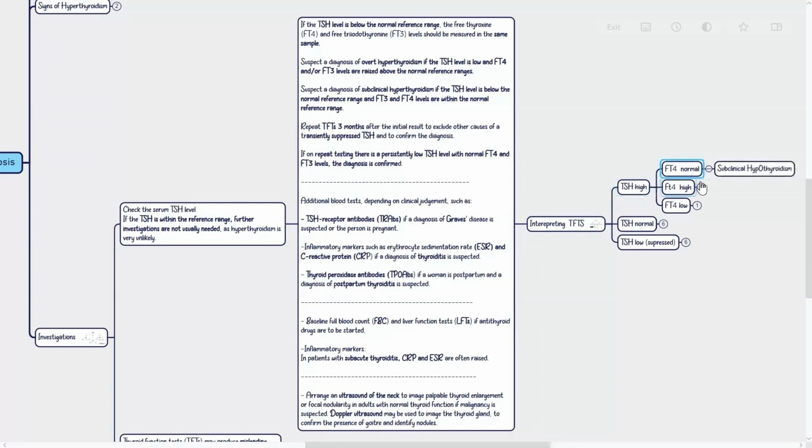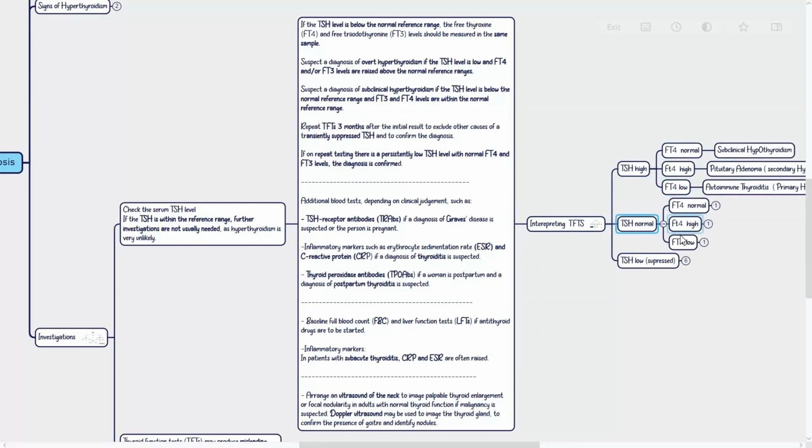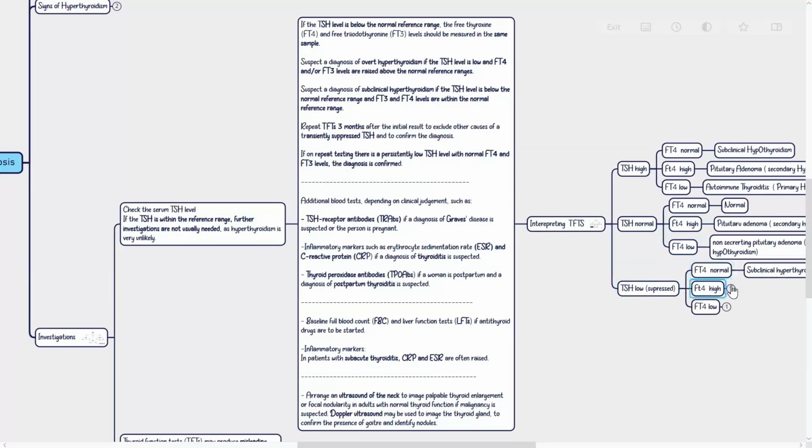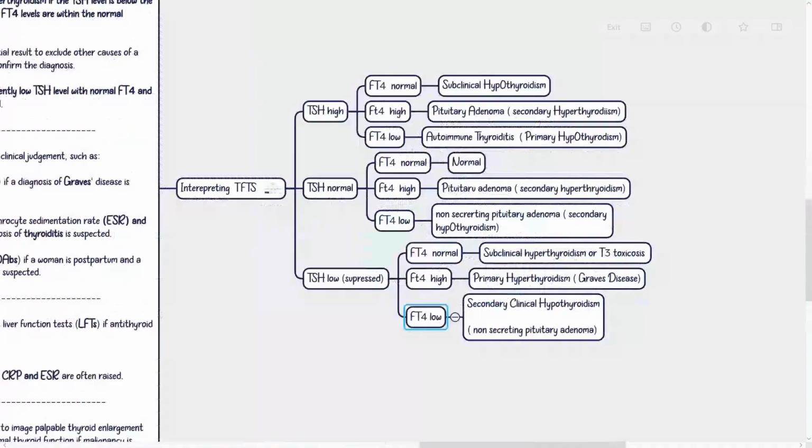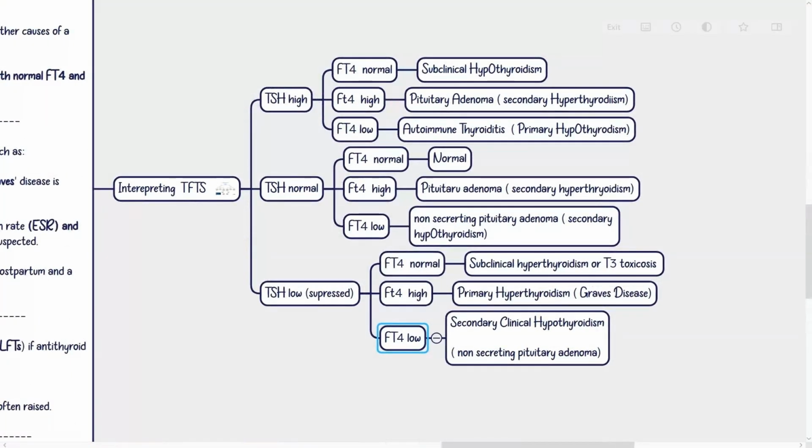Interpreting thyroid function tests. When TSH is high and FT4 is normal, it is subclinical hypothyroidism. When both TSH and FT4 are elevated, it is pituitary adenoma, secondary hyperthyroidism. When TSH is high and FT4 is low, it is autoimmune thyroiditis, primary hypothyroidism. When TSH is normal and FT4 elevated, it is pituitary adenoma, secondary hyperthyroidism.